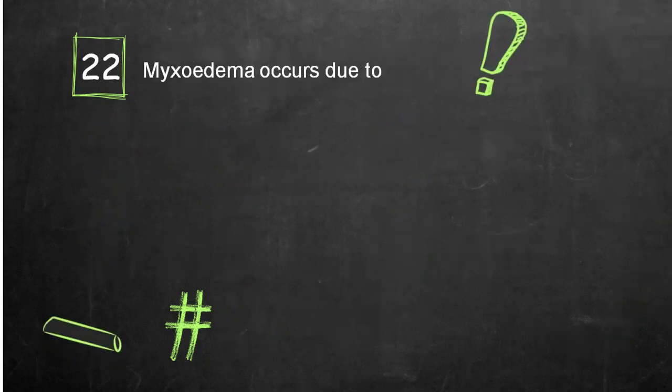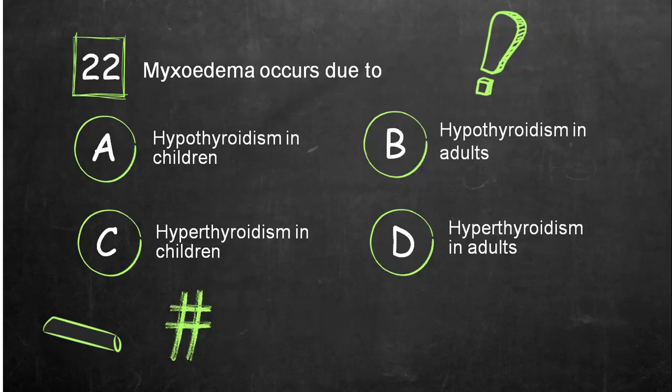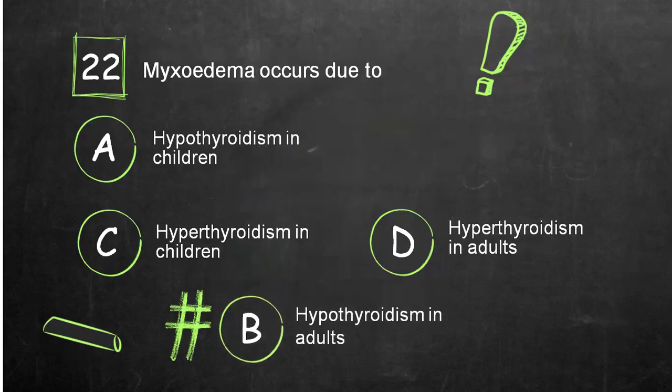Next question, myxoedema occurs due to. So what is meant by myxoedema? Option A, hypothyroidism in children. Option B, hypothyroidism in adults. Option C, hyperthyroidism in children. Option D, hyperthyroidism in adults. So what is myxoedema? It is a severely advanced hypothyroidism in adults. So it is hypothyroidism in adults.